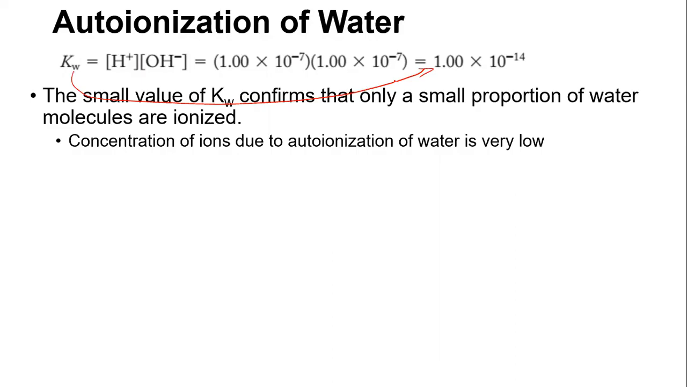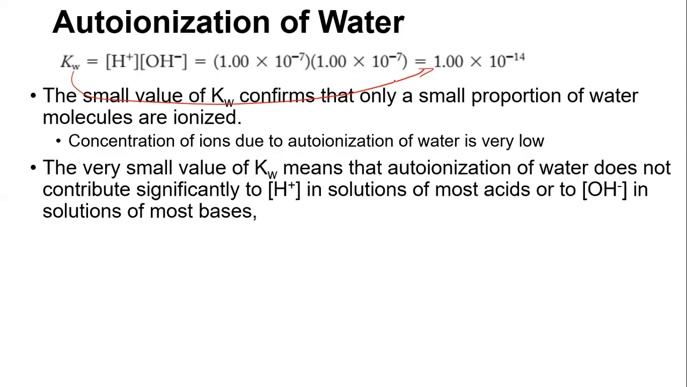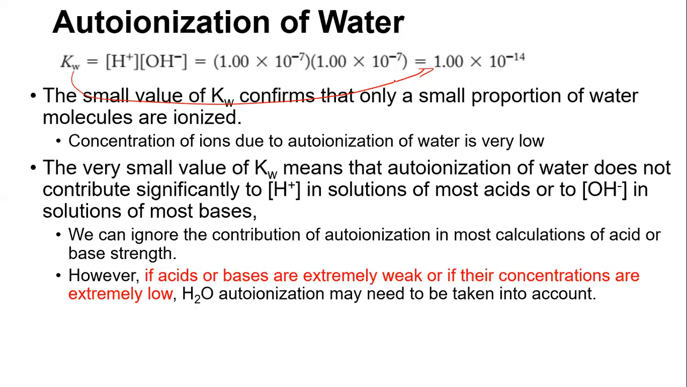Good. That is, the concentration of ions due to the auto ionization is very small. That's what we are saying, very simple. Then we are saying that the very small value of Kw means that auto ionization of water does not contribute significantly to the H+ ions of most acids or to the OH- ions of most bases. Very simple. Now we are saying that we can ignore the contribution of the auto ionization in most calculations of acids and bases. However, if the acids or bases are extremely weak, or if the concentrations are extremely low, then we have to consider the dissociation of the water. That's what we are saying by the last point.